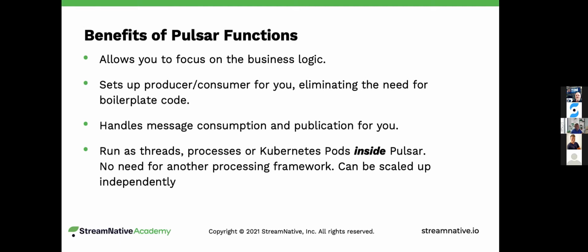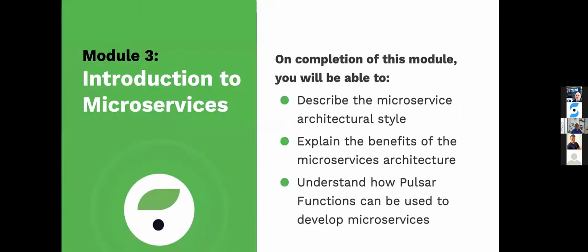Where with Pulsar Functions, you can say, just this particular service, I want 5 instances of it running or 8 instances of it running, and the other ones can stay at 1. And so it allows you a lot more flexibility as far as deployment goes.